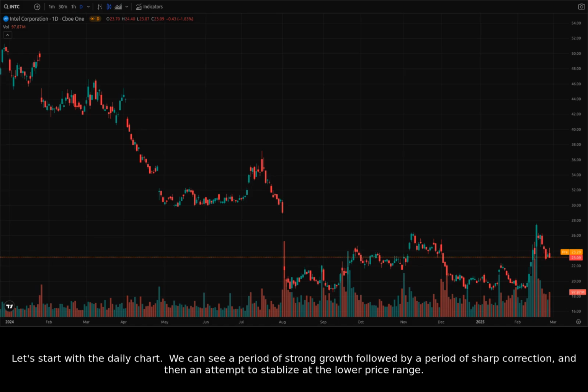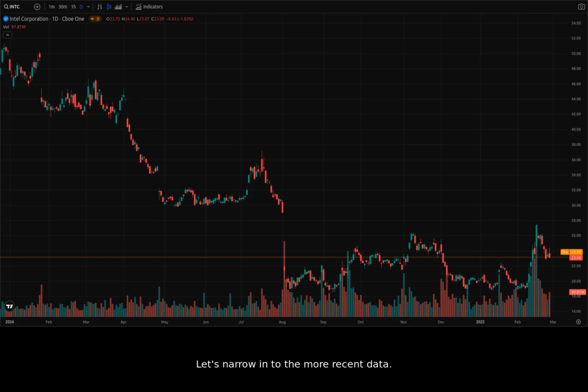Let's start with the daily chart. We can see a period of strong growth followed by a period of sharp correction and then an attempt to stabilize at the lower price range. Let's narrow into the more recent data.